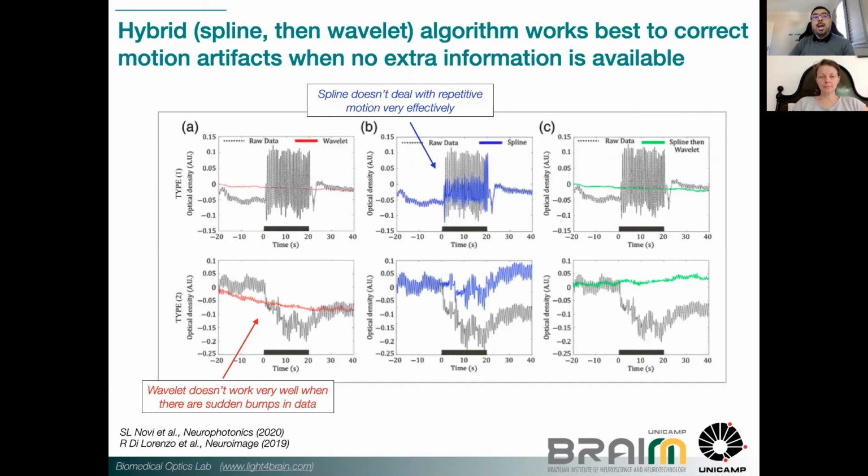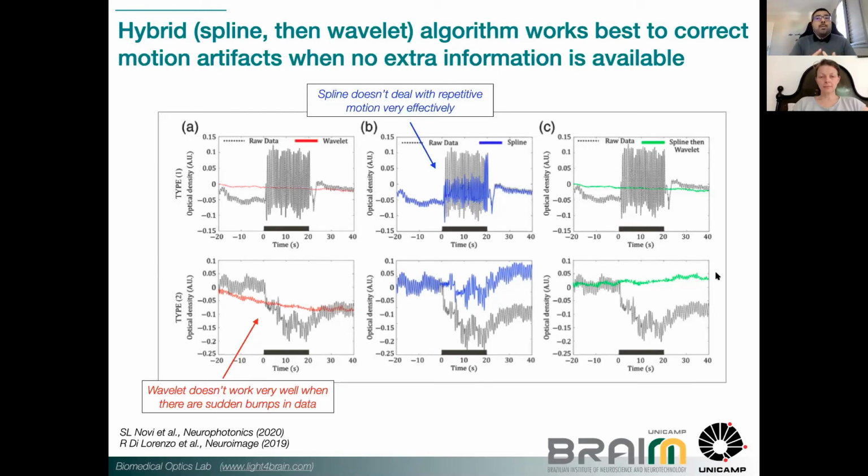And people have suggested different ways to correct these motion artifacts. So we tried a couple of them and investigated them. The two most popular ones, at least at that time, were the wavelet correction and spline correction, and that's what we tested. We see that they are both very good, but they work in different ways, and they attack motion artifacts from a different perspective.